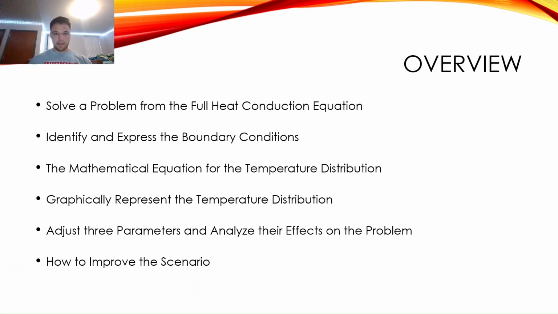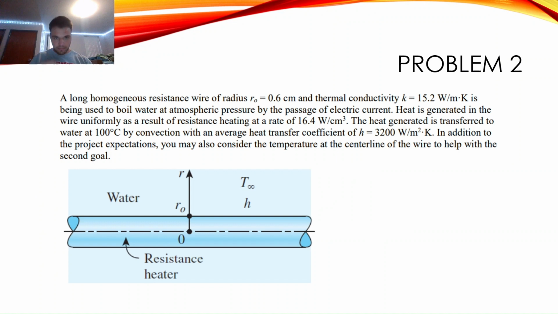It's going to be Challenge Assessment 3 by me, Hunter Casa. I'm going to solve a problem from the full heat conduction equation. I'm going to identify and express the boundary conditions, go over the mathematical equation for the temperature distribution, graphically represent the temperature distribution, adjust 3 parameters, and analyze the effects on the problem. And I'm going to go over how to improve this scenario.